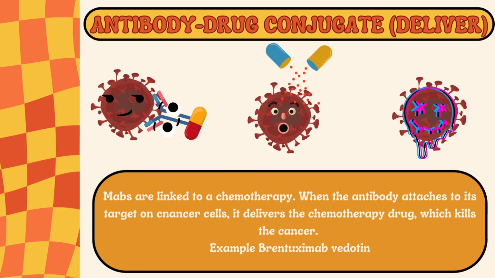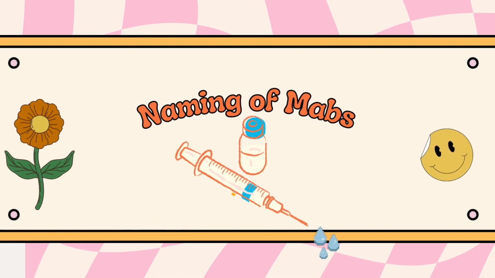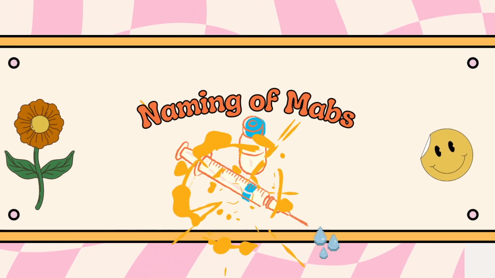Other than blocking and tagging, mAbs can also deliver medication to the cancer cell. This one is super easy. The mAbs are linked to a chemotherapy. When the antibody latches onto the target cancer cell, it then releases the chemo drug and kills the cancer cell. The next bit I want to talk about is the naming of mAbs, which is pretty cool.